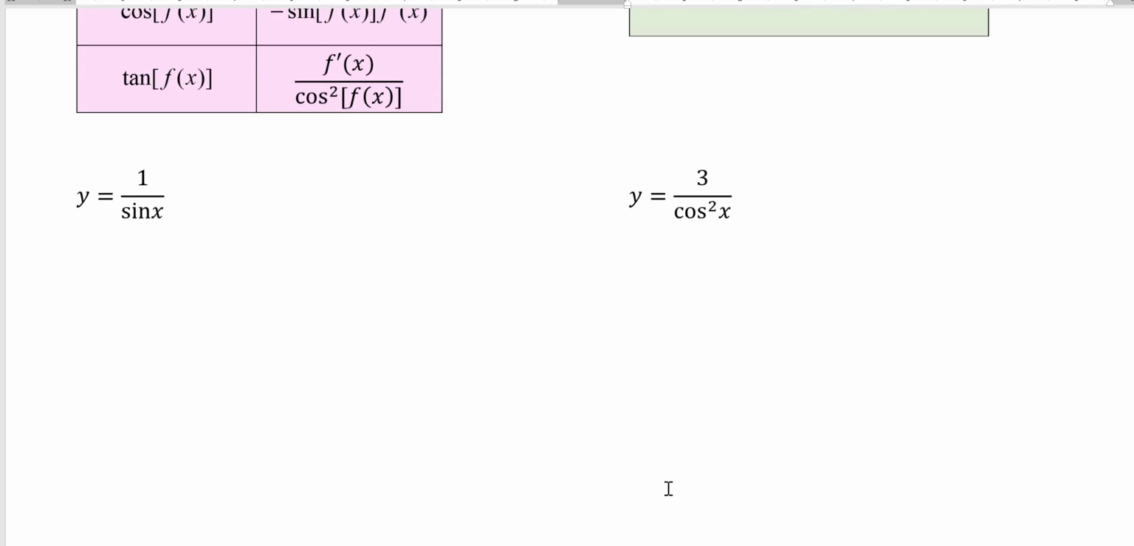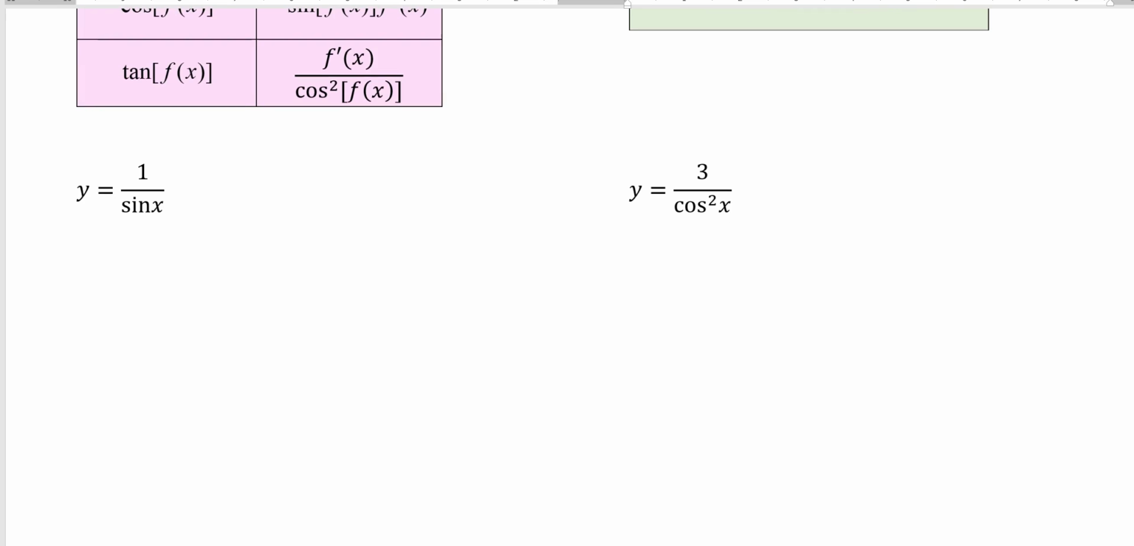Okay, so we've got two of these functions here. Let's just grab our pen. The first thing we can do to help us differentiate this is to simplify it first. So I'm going to rewrite this as sine x to the minus 1, because it's to the 1 downstairs, and when I put it upstairs it becomes minus 1. And this can also be written a different way, which we'll see a little bit later.